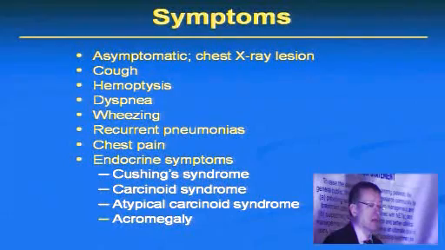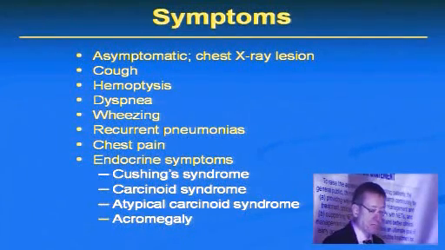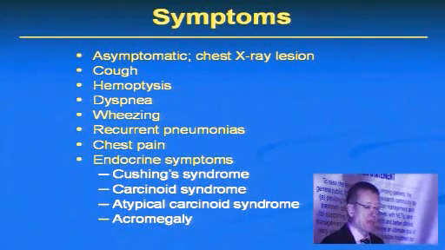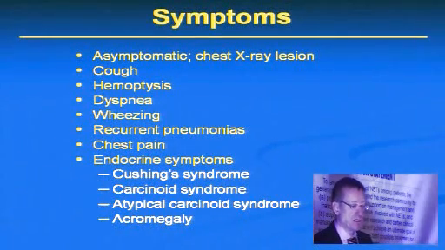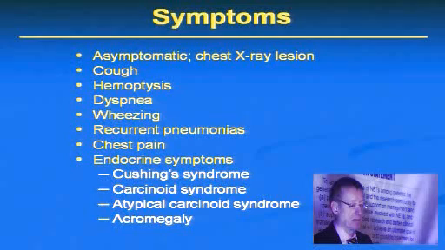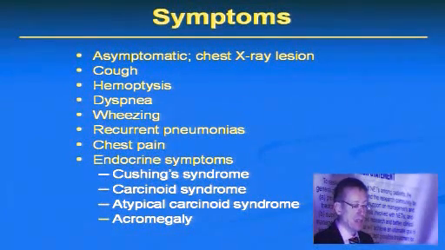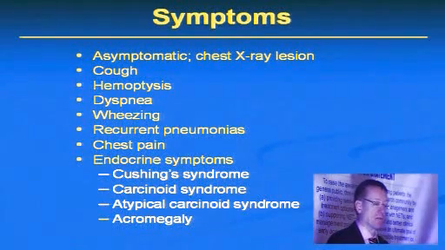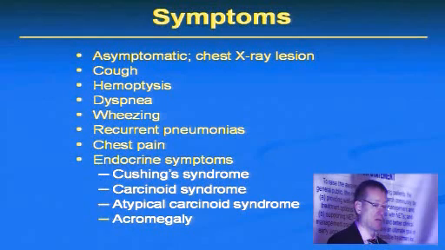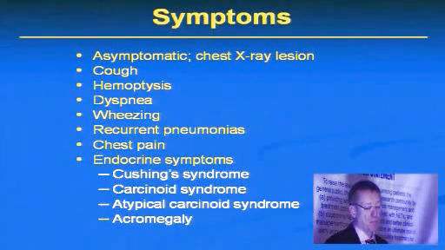Endocrine symptoms are uncommon in these patients, and they occur only in a few percent of patients. And when I come to the diagnosis, I will tell you what to test for. Cushing syndrome due to production of adrenocorticotropic hormone or corticotropin-releasing factor with overproduction of cortisol from the adrenals may occur.